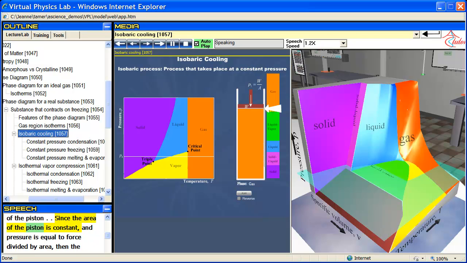Since the area of the piston is constant, and pressure is equal to force divided by area, then the pressure exerted by the piston on the gas is also constant.